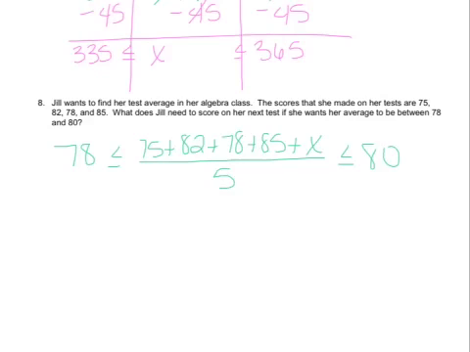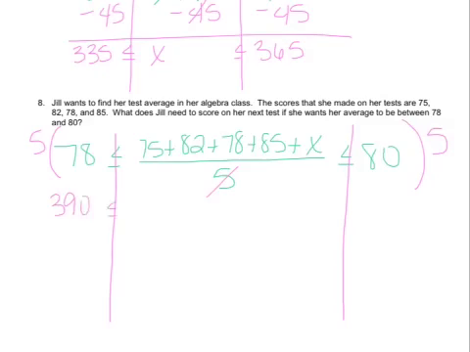And then we're going to solve. First thing we got to do is get rid of that denominator of 5. So I'm going to multiply by 5. Left, right, and middle. When I do it in the middle, they cancel. What I do over here on the left, 78 times 5 is 390. So I have 390 is less than or equal to, and I'm going to go ahead and total up these numbers so I can get rid of that big long expression. I have 320 plus x, and that is less than or equal to, well, 80 times 5 is 400.